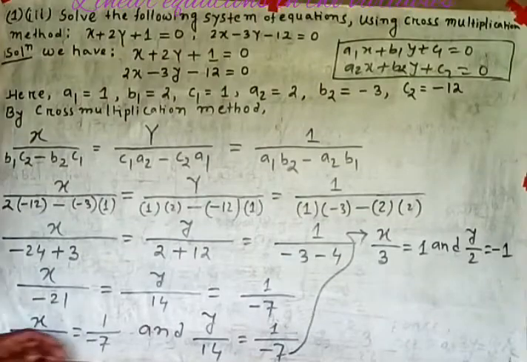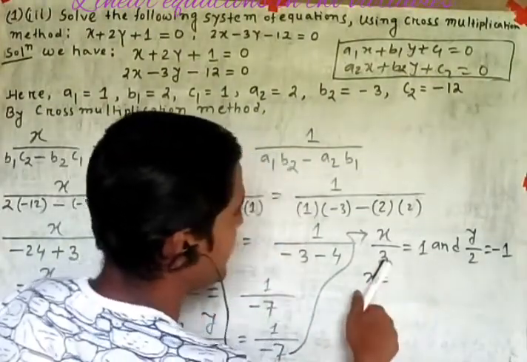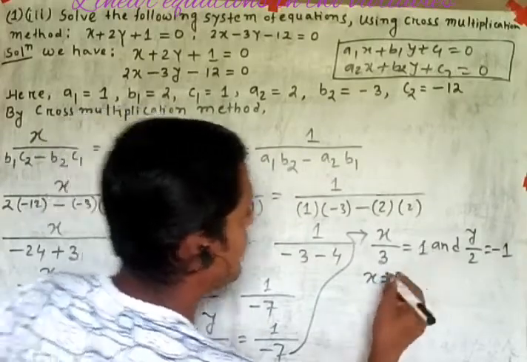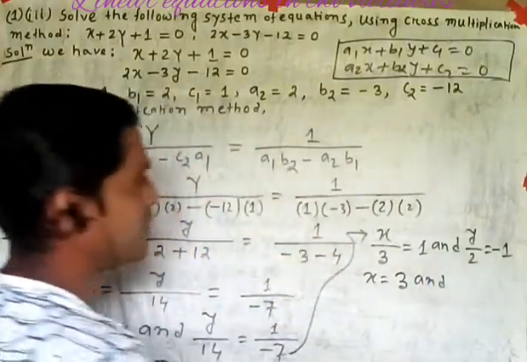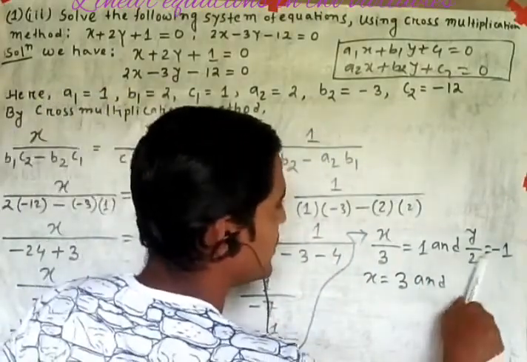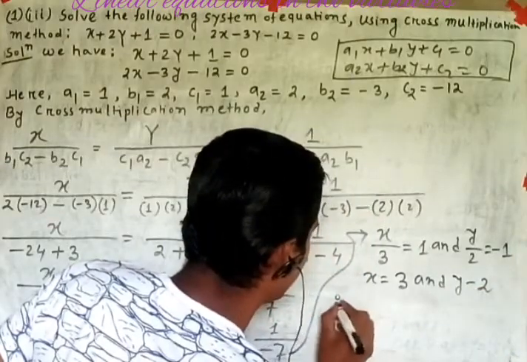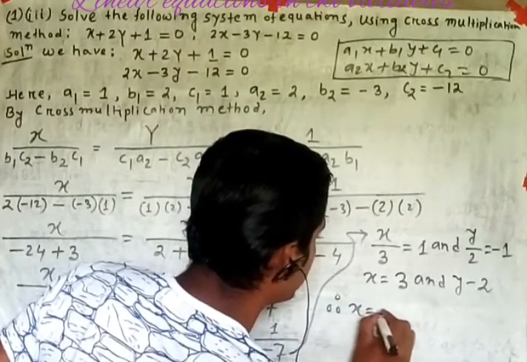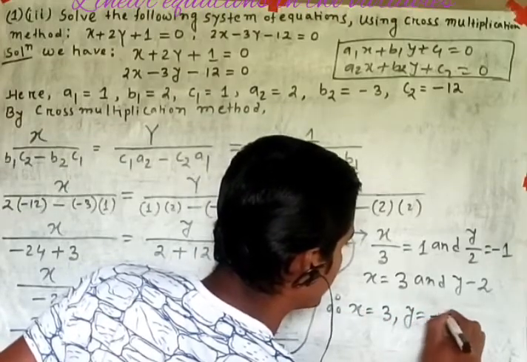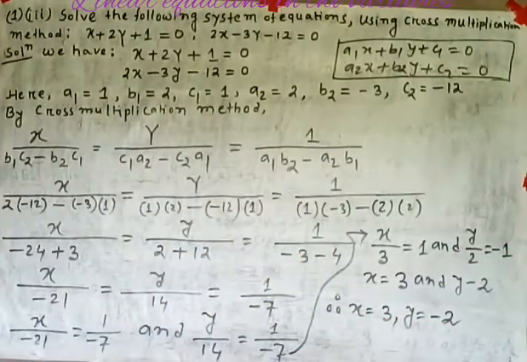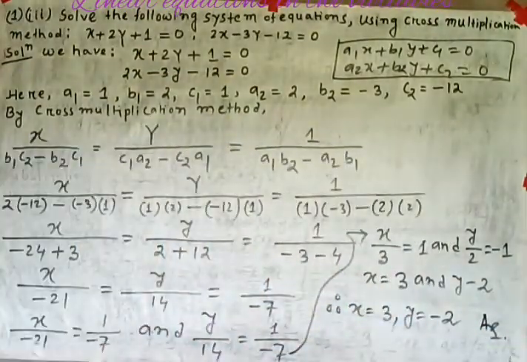Then by cross multiplication, x equal to 3 into 1, 3, and y equal to 2 into minus 1, minus 2. Therefore x equal to 3 comma y equal to minus 2. This will be the final answer.